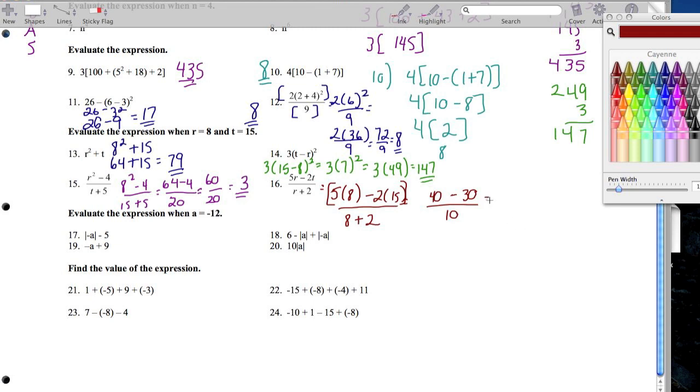Then we simplify a little further. 40 minus 30 is 10. 10 divided by 10, 1. So the answer to number 16 is 1.